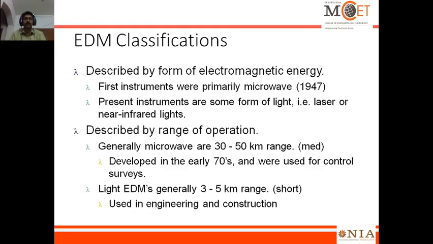Described by range of operation, microwave instruments generally have a 30 to 50 kilometer range. They were developed in the early 70s and were used for control surveys. Light EDMs generally have a 3 to 5 kilometer range, short range, used in engineering and construction purposes. The bottom one is what we predominantly use in the civil construction field.